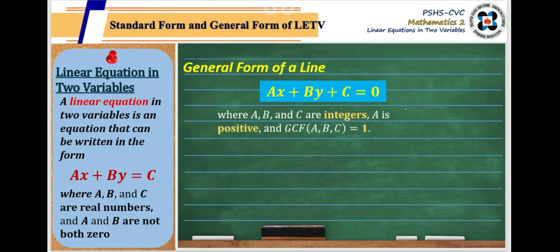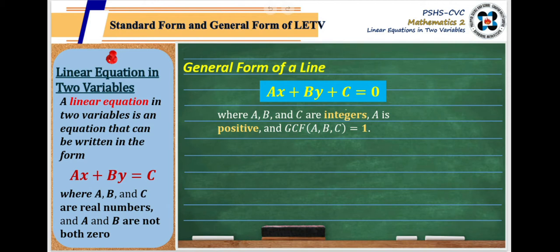Okay, so how about the general form of a line? The general form of a line is the equation ax plus by plus c equals 0, where a, b, and c are integers, a is positive, and the GCF of a, b, and c is equal to 1. So the conditions are the same as the conditions that we are looking for in the standard form of a line.